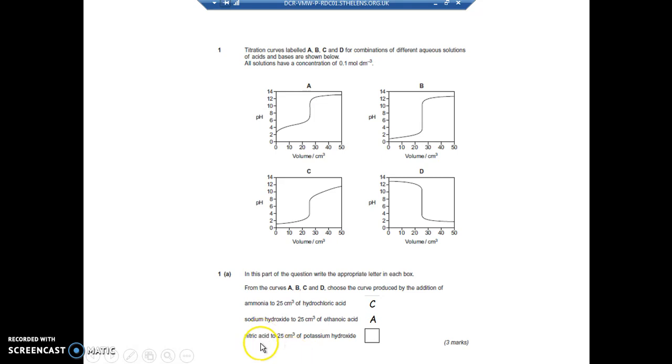Nitric acid, that's a strong acid, to 25 centimeters cubed of potassium hydroxide. So you're adding the acid to the potassium hydroxide. This is a strong base. So you've got a strong base, and to it you're adding a strong acid, and the pH is coming down. That's answer D.